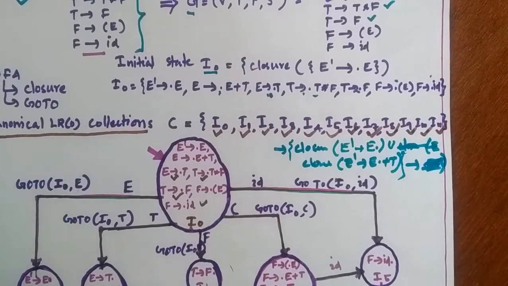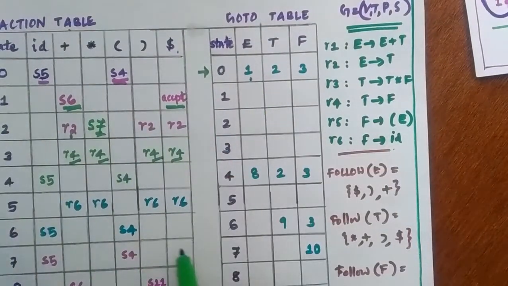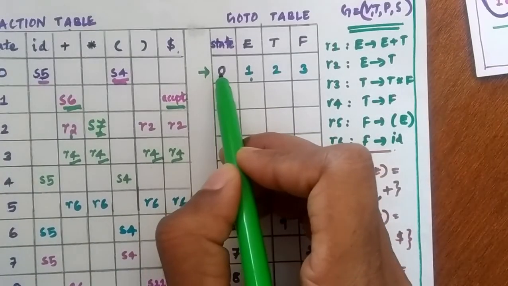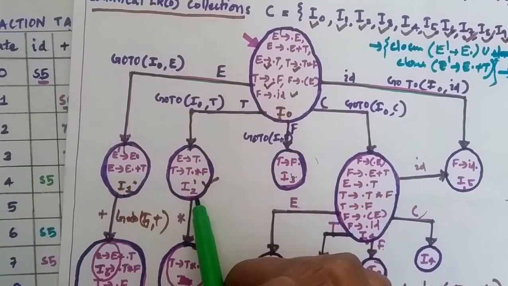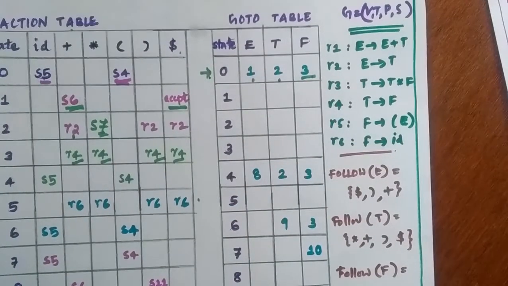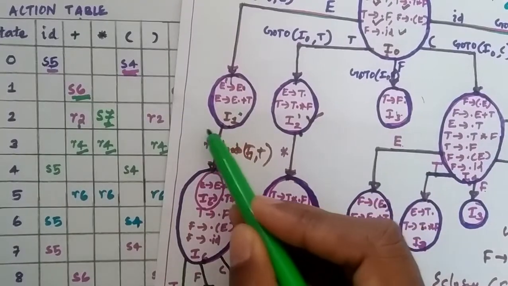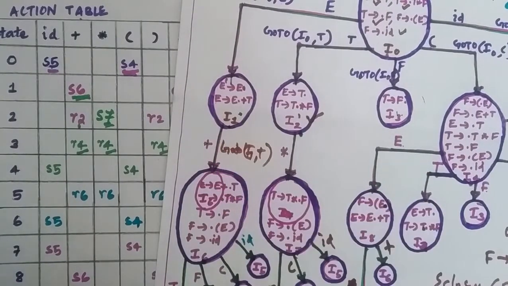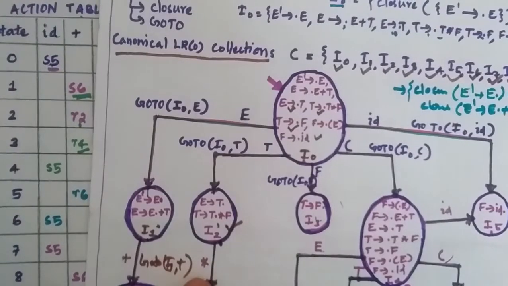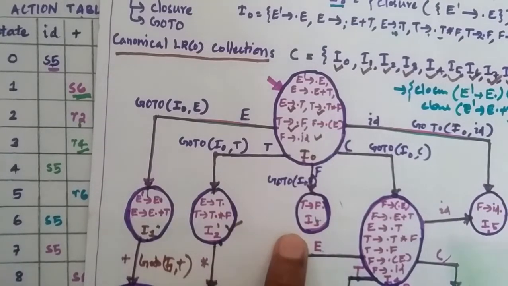So the entry is state I0, when E occurs you have to move to 1. Similarly, in state 0, when T occurs you have to move to I2, and when F occurs you have to move to I3. That is why I0 T2, I0 F3. Then with respect to state 1, there is no non-terminal, only the terminal plus. We can't include terminals in the goto table. In I2 and I3 there are no transitions with respect to any non-terminal, so we can't include them.